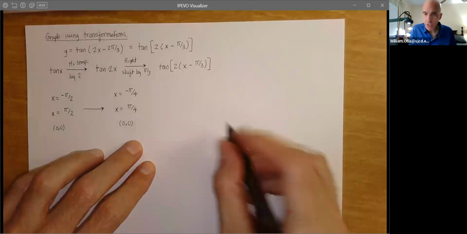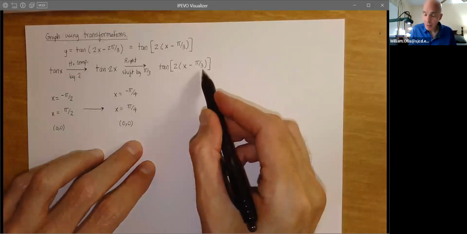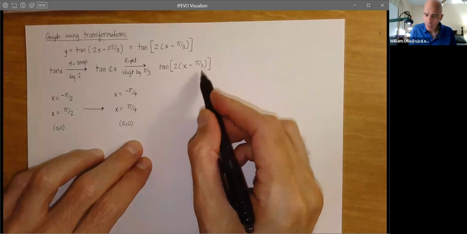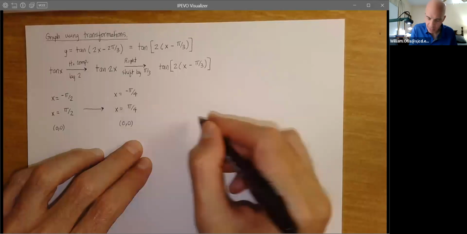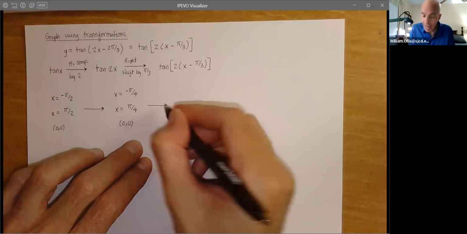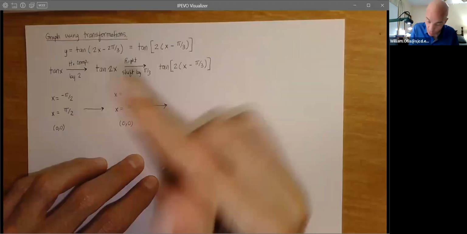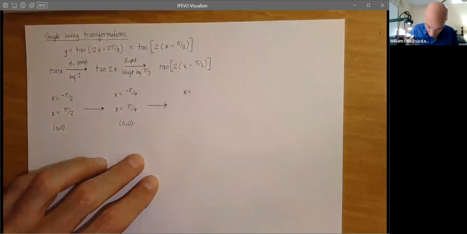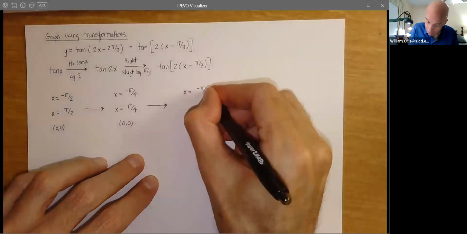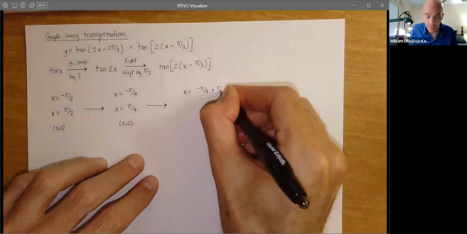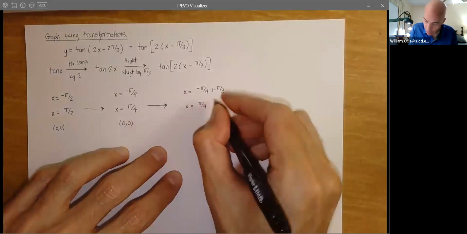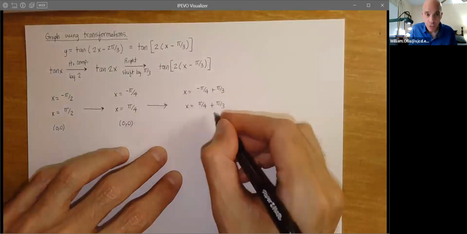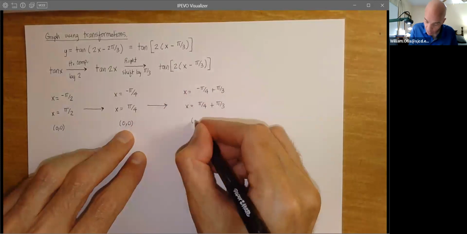And now what we want to do is do a right shift by pi over 3 here. Now, of course, these aren't very friendly with denominators, so we'll do the algebra we need to do in the next step. Sometimes we do it before, but I think it'll be okay in the next step. So we add pi over 3 to all the x values. So this will be x equals negative pi over 4 plus pi over 3. Do the same here. X equals pi over 4 plus pi over 3. And then, of course, lastly, we'll just have pi over 3, 0.